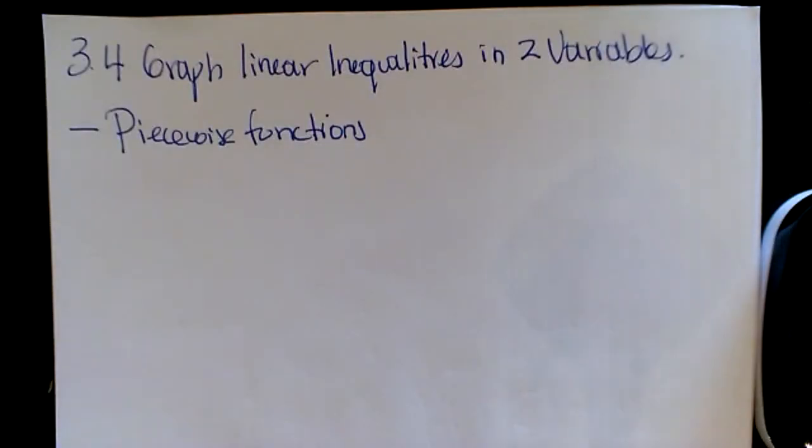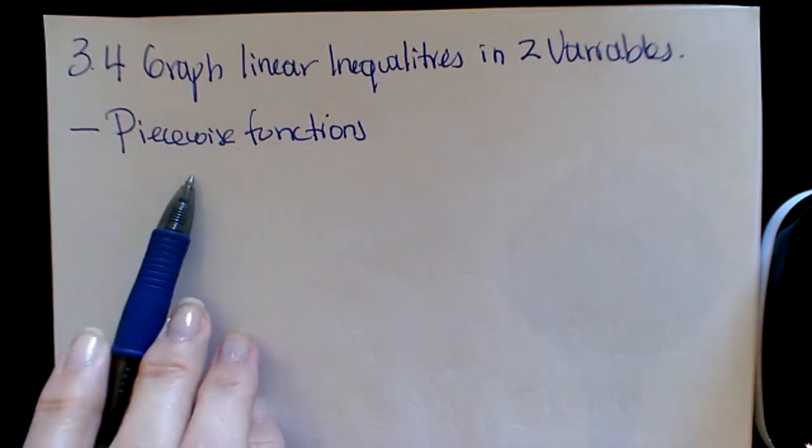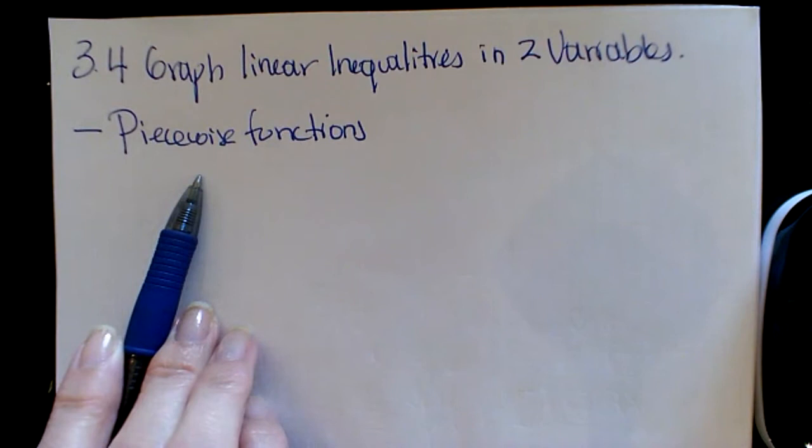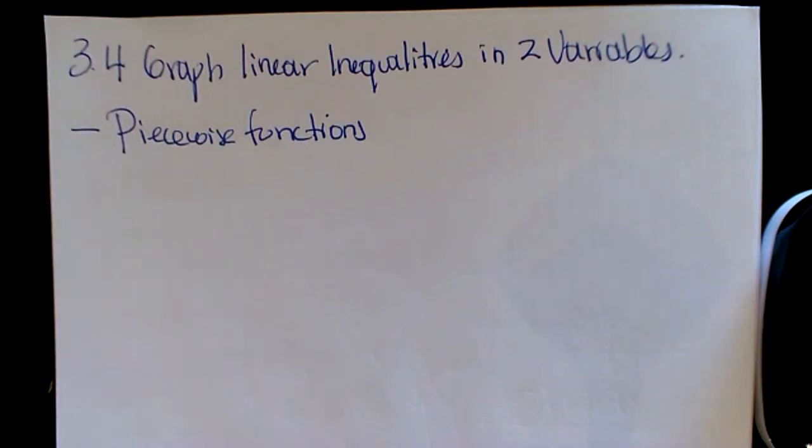All right, so we have the 3.4 lesson, graph linear inequalities in two variables. And we're going to start with piecewise functions, all right? So let's start with an example.